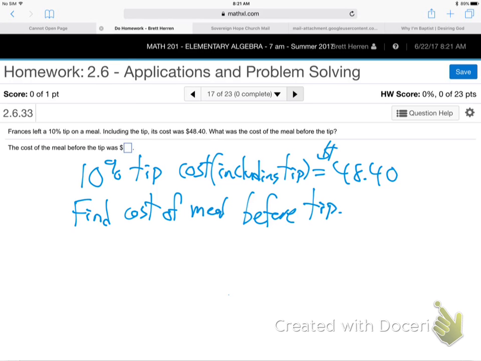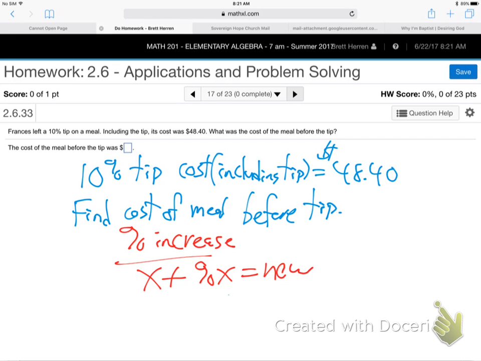All right, so it's the same thing. When you give a tip, that's a percent increase, isn't it? Percent increase. What's the percent increase formula? X plus percent X is new. See how that is? You recognize that? When you see that percentage, right away think, oh, it must be percent increase or percent decrease, huh? All these word problems having percentages in them are percent increase or percent decrease.